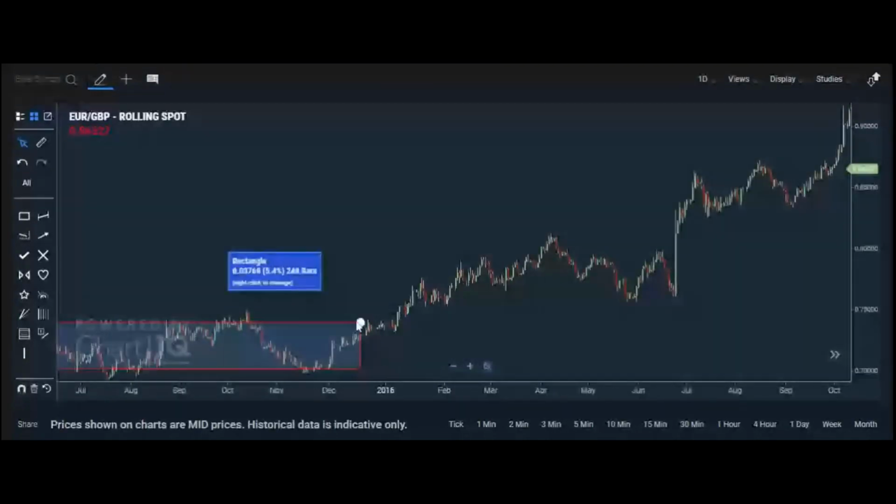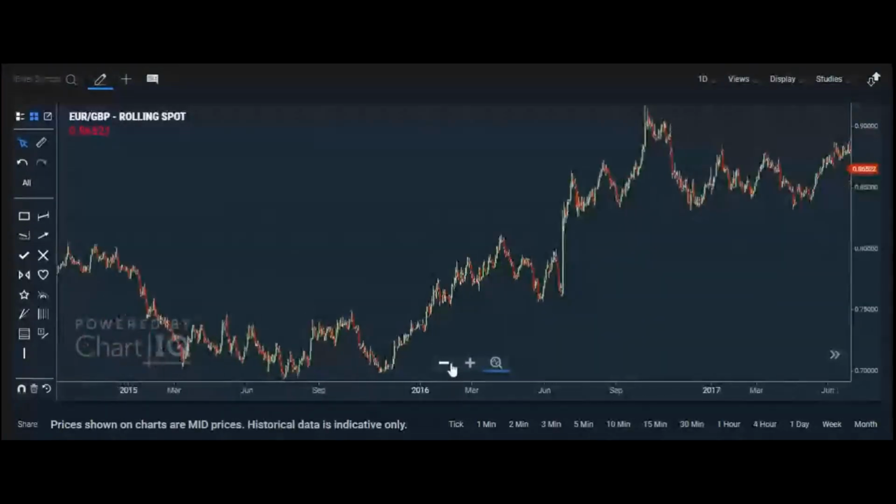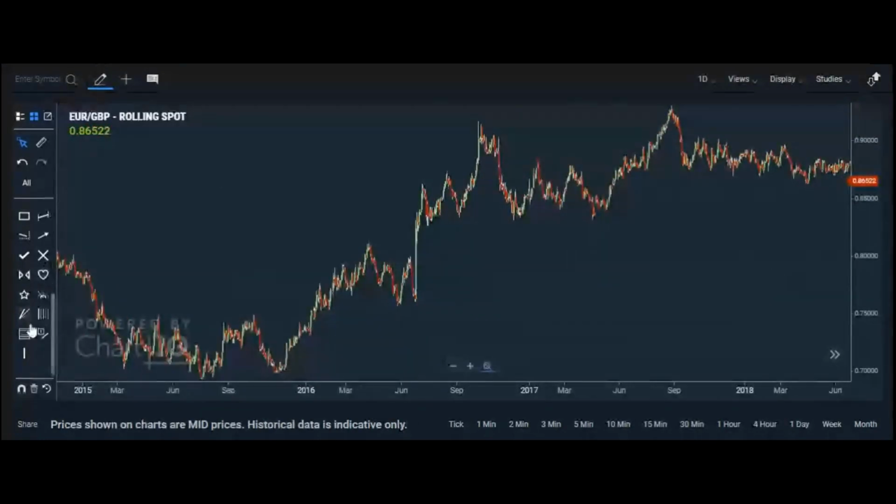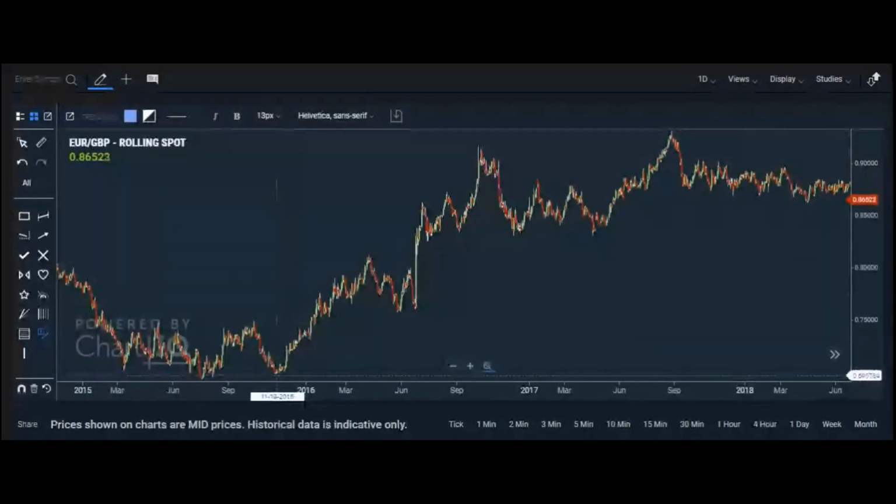Now, another example of a false breakout, I'll show you guys now. So now, what's the trend line?